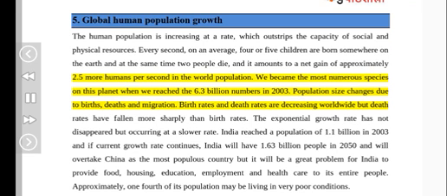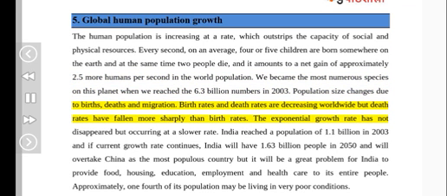Population size changes due to births, deaths, and migration. Birth rates and death rates are decreasing worldwide, but death rates have fallen more sharply than birth rates. The exponential growth rate has not disappeared but is occurring at a slower rate.